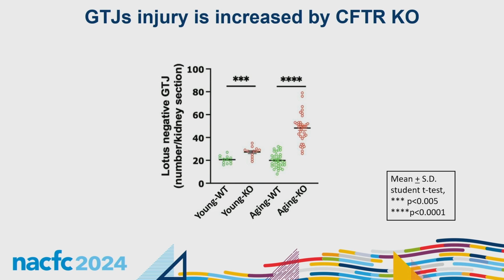I'm just showing the summary of the lotus-negative or the injured glomeruli, and the green circles here demonstrate data from the wild-type control animals, and the red circles from the knockout animals. So even at the young age, in the first group between 6 and 11 weeks, we saw a small but significantly increased number of the injured glomerulotubular junctions, and it progressively got worse in the aging animals.